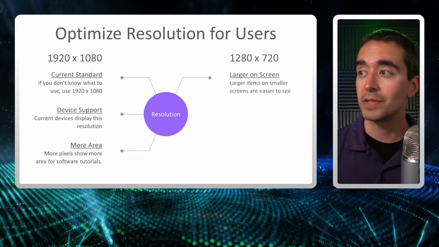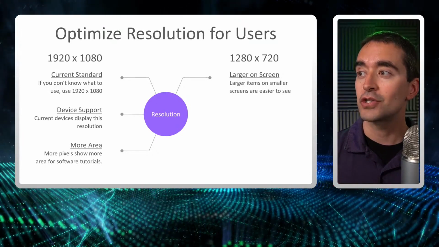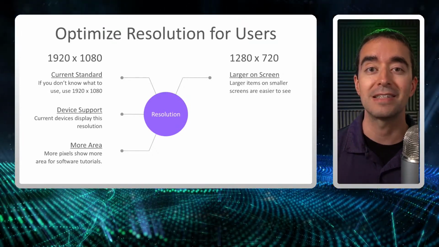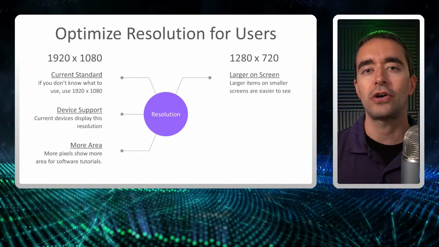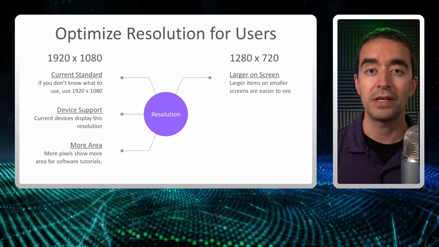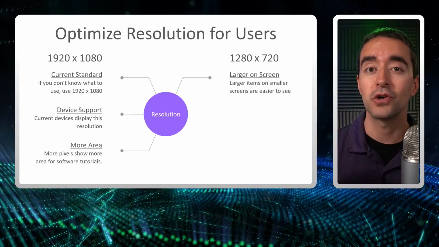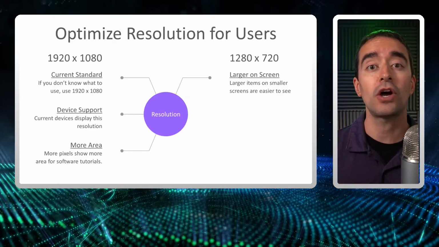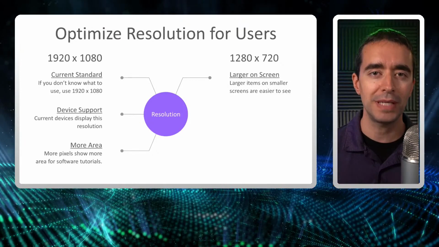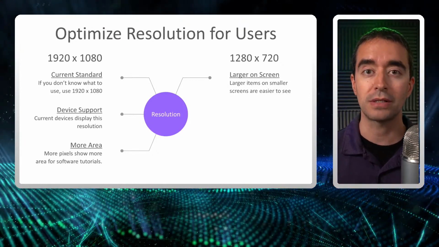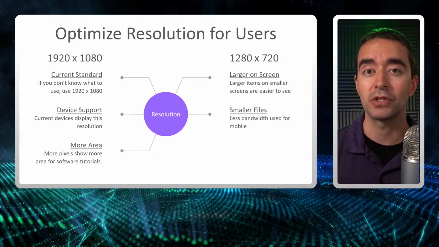Now, there are good arguments for the 1280 by 720. So the first thing about that is that things do appear larger on the screen. When we are looking at that screen size, it will just make everything a little bigger. So when we think about people viewing on a smaller device, it's probably easier for them to see if we produce at 1280 by 720.